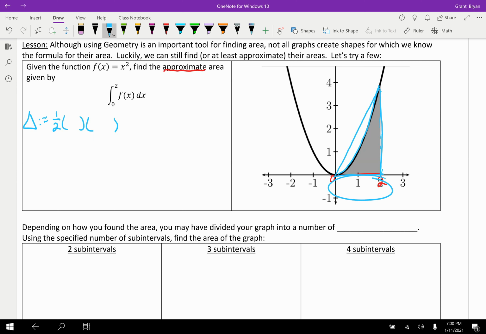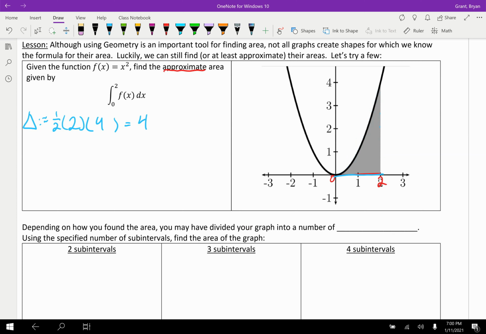The base is, of course, a length of 2, and the height looks to be a height of 4. So we get 8 divided by 2, which is 4. Say, cool, has an area of 4. All right, maybe pretty good. But then the question comes up, can we do better? And I think we could, right?